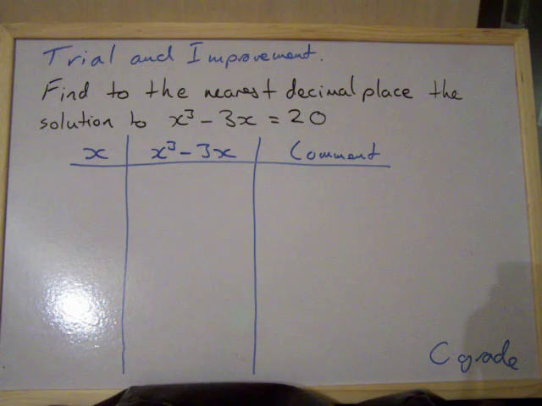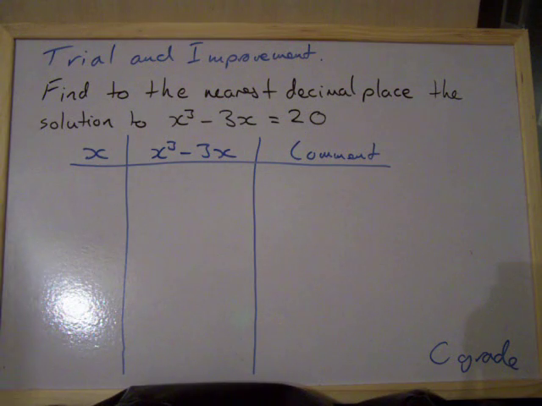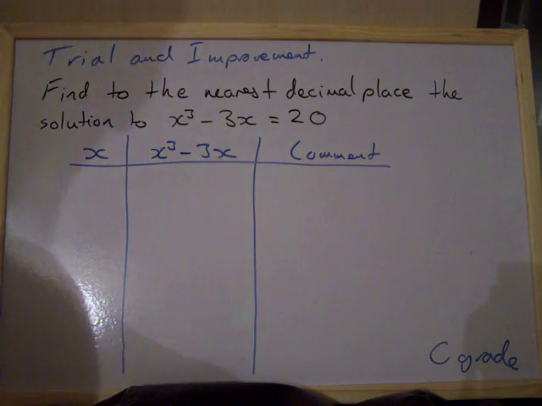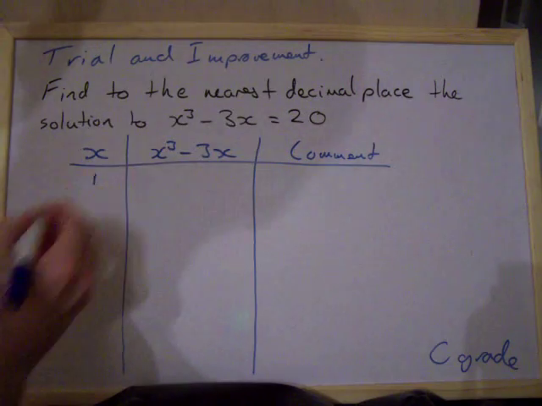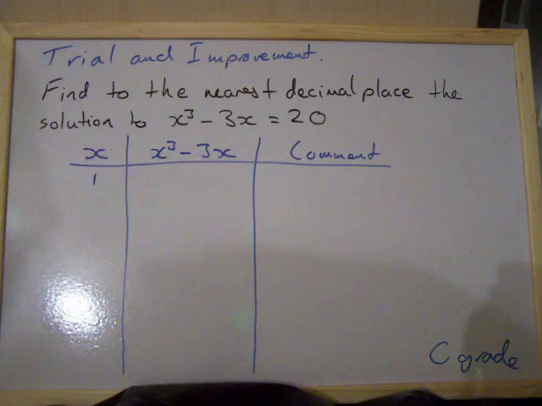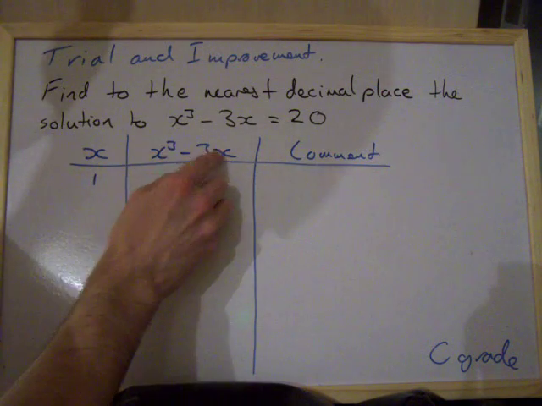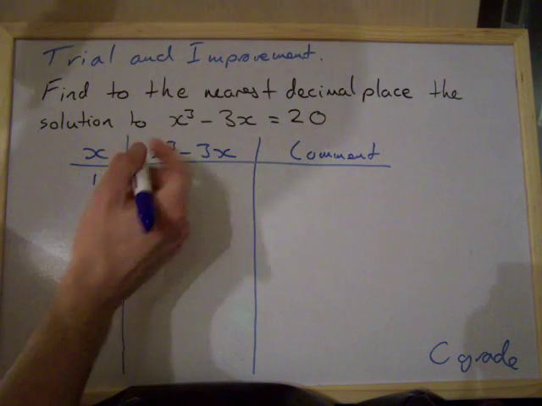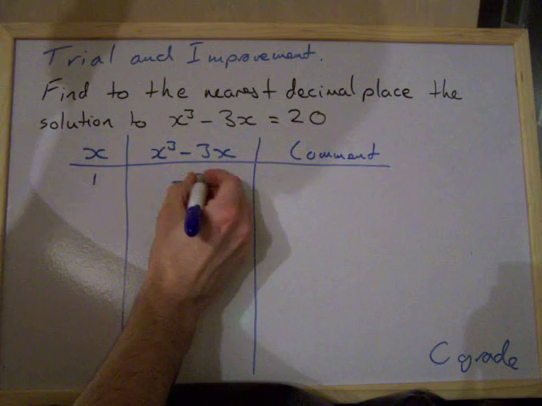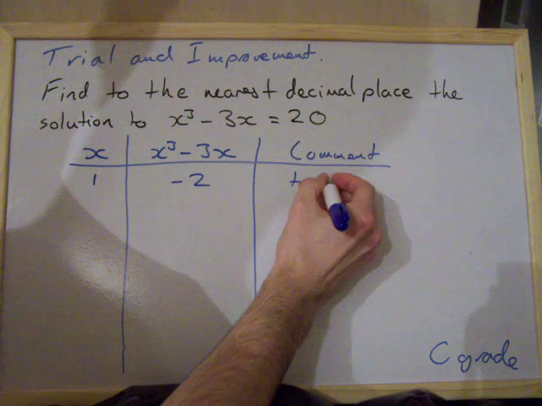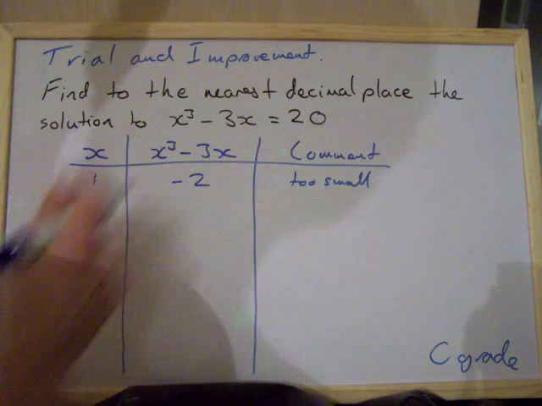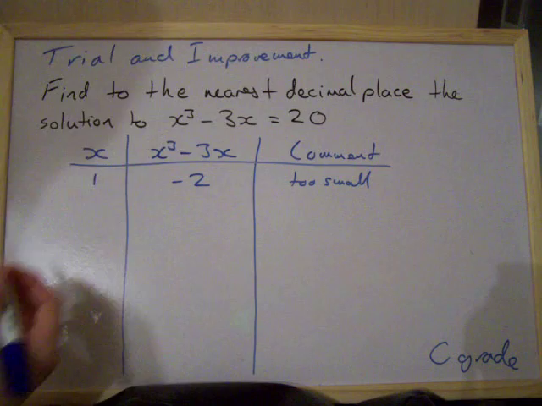Right, so what am I going to start with? I'm going to start with x equals 1, because it seems sensible to start with 1. Sometimes it's a good thing to do. Even if it's way off, it'll give you an idea of whether your solution is positive or negative. Right, 1 cubed minus 3 times 1 is going to be minus 2, and that is too small. That doesn't give me 20, it's way too low.